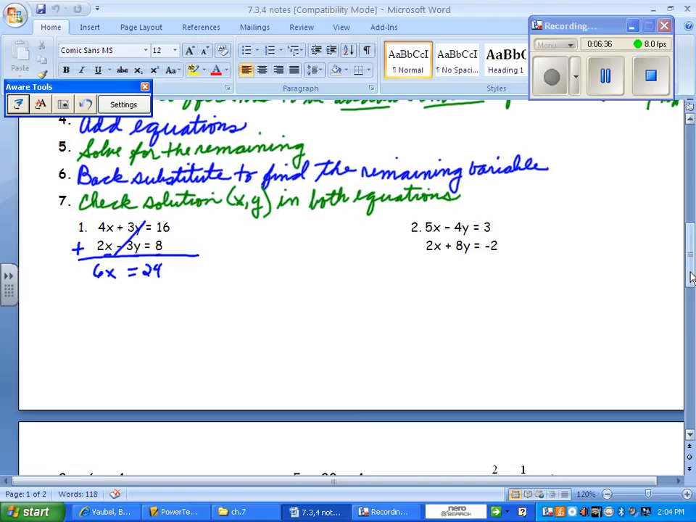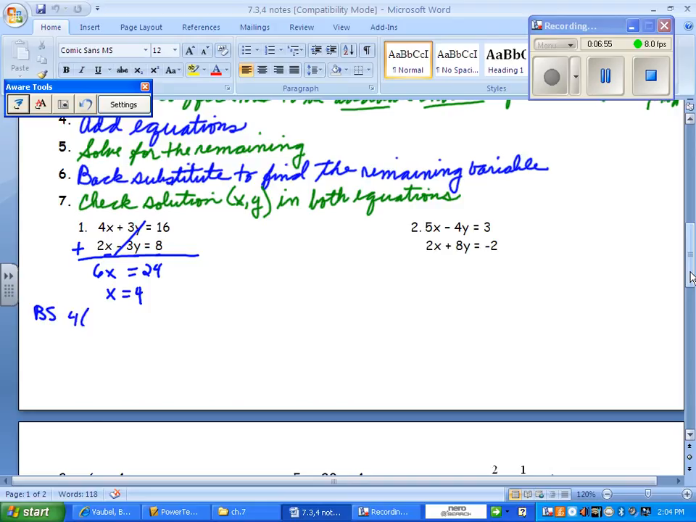So step number 5 says solve for the remaining variable. So you're going to divide by 6, and x will equal 4. Alright, step number 6, you're going to do back substitute, label it. You're going to plug that x equals 4 into one of your original equations. I'm going to plug it into the top equation.